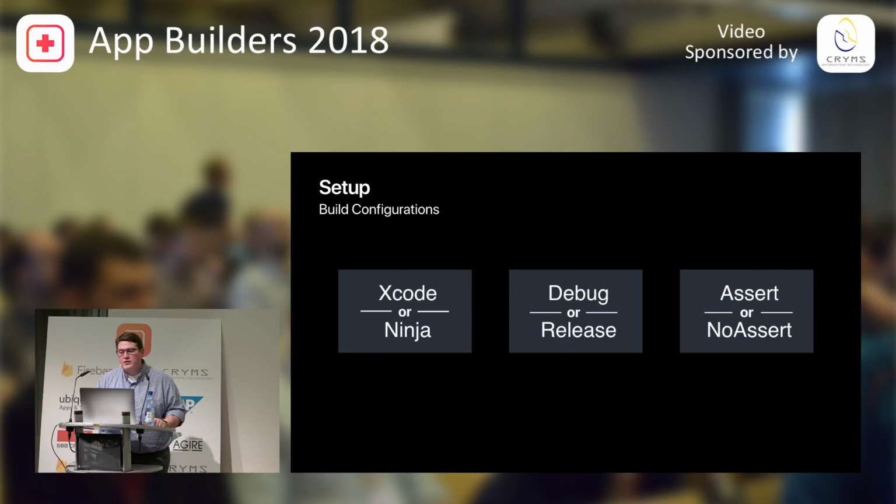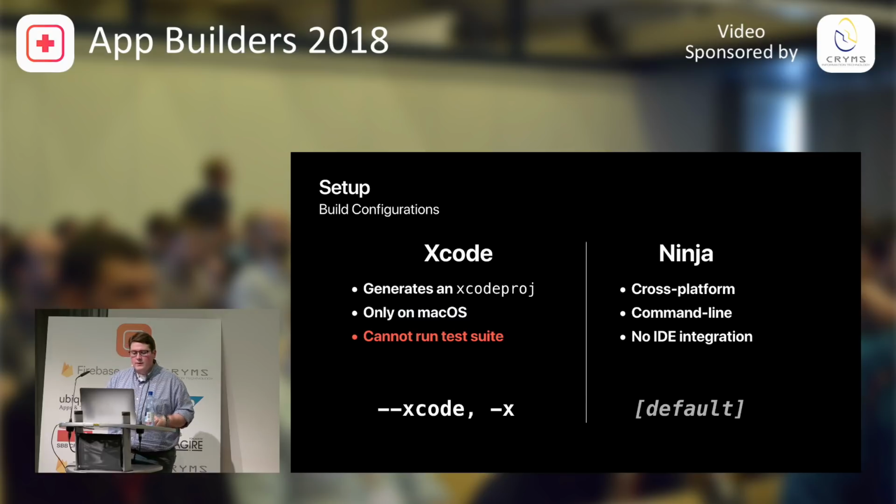The most common configurations involve 3 choices. Do you want to build with Xcode or build with Ninja? Do you want to build in debug mode or release mode? And do you want to turn on assertions or turn off assertions? So with Xcode, you're given an Xcode project from which you can build, edit, and debug the Swift compiler. You can select this by providing the Xcode or -x flag to BuildScript.